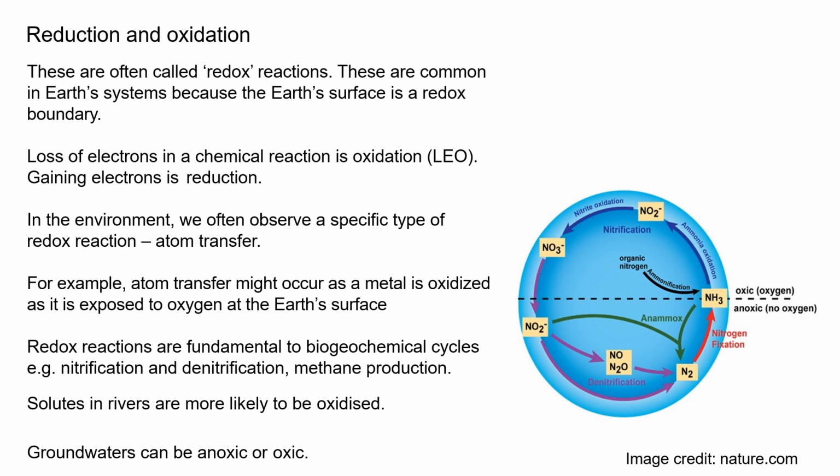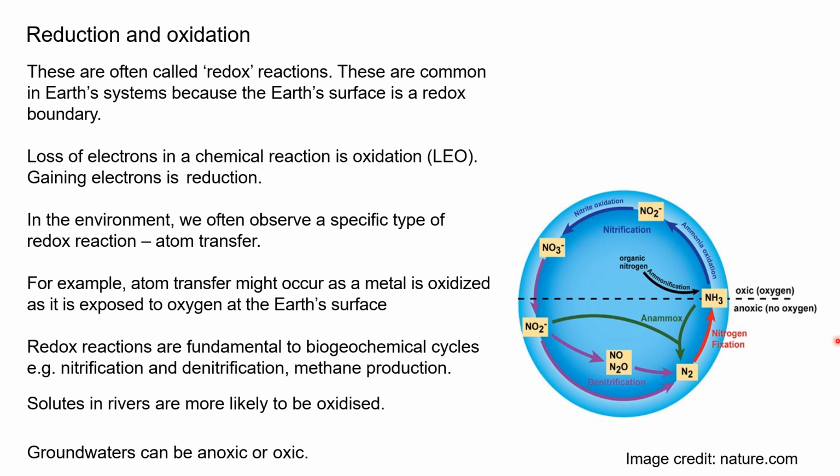And one definition of a reduction and oxidation reaction, one you might learn in chemistry, is that the loss of electrons in a chemical reaction is oxidation, and the gain of electrons in a chemical reaction is reduction. A way of remembering that is loss of electrons is oxidation, is LEO. In the environment, we also often observe a specific type of redox reaction, which is also an atom transfer. So as part of an oxidation reaction taking place, we also see a transfer of atoms.